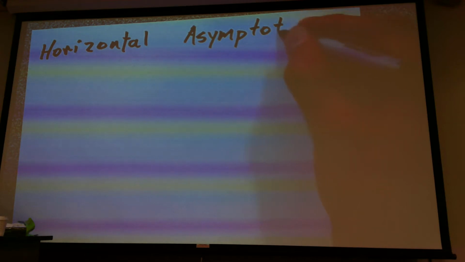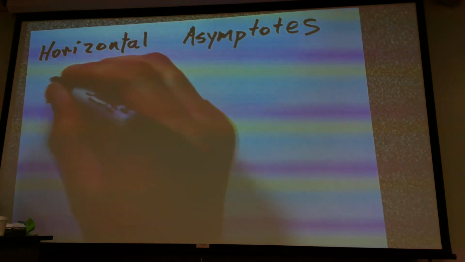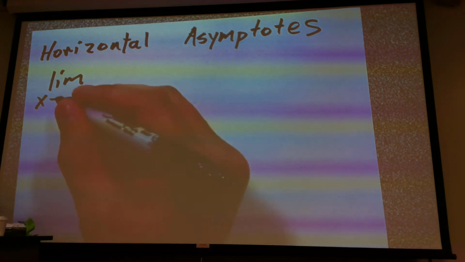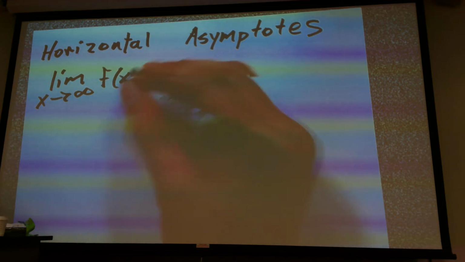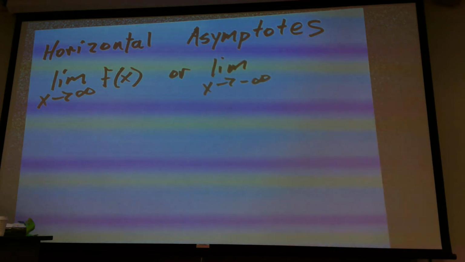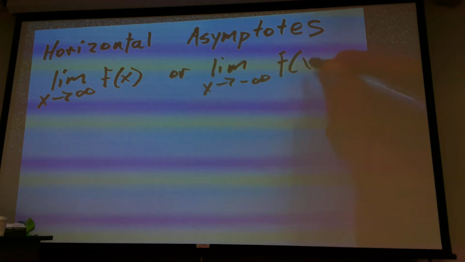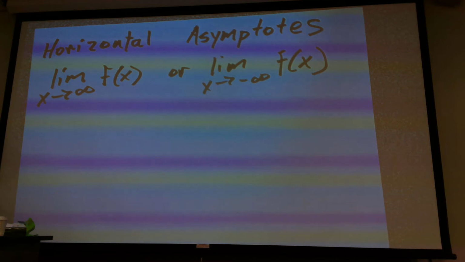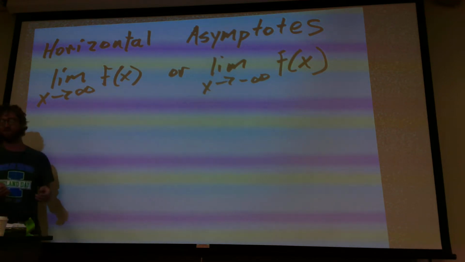Okay, so today we're going to go over horizontal asymptotes. So this would be now the limit as x tends towards infinity of f of x. When you talk about a horizontal asymptote, you're asking about what is the behavior as x tends towards infinity.